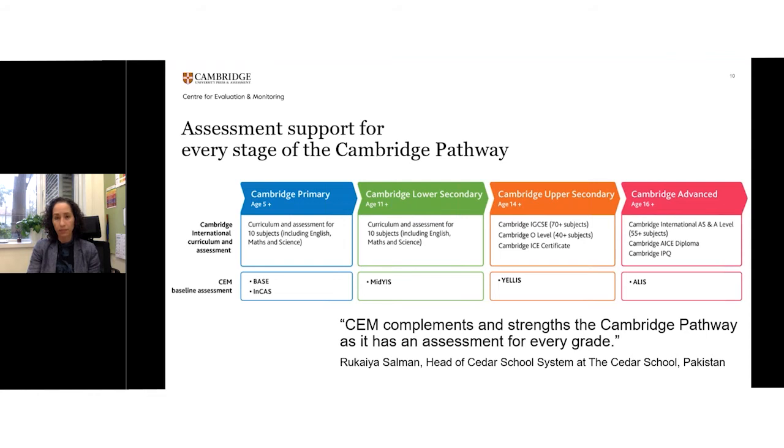Next, we're going to give you a very brief overview of our InCAS assessment, and then I'll hand over to Siobhan to talk us through how she's used InCAS both at YK Pao School in Shanghai and her previous school in Sao Paulo.